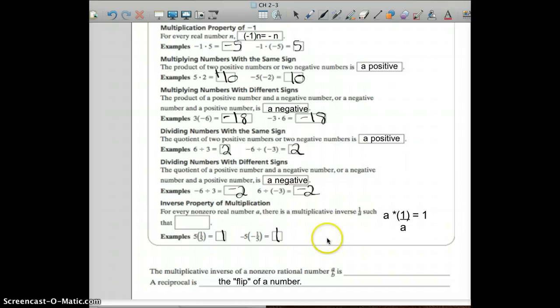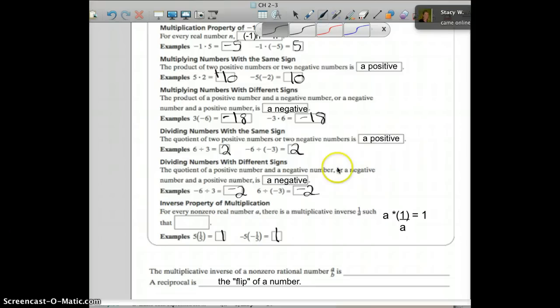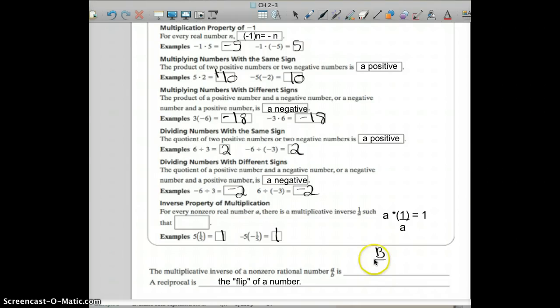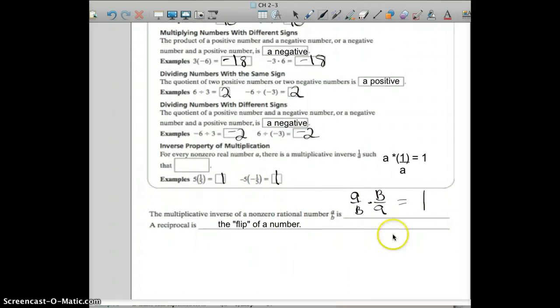And the multiplicative inverse of a non-zero rational number A over B is the flip, which is going to be B over A. The nice thing is if you take the A over the B and you multiply it by B over A, it's going to result in 1. And a reciprocal is just the flip of a number. It's 1 over that number, if you think of it. So the reciprocal of 3 is going to be 1 over 3.